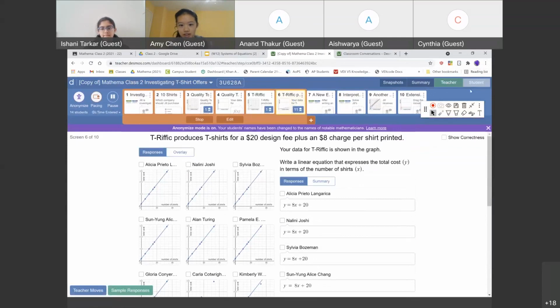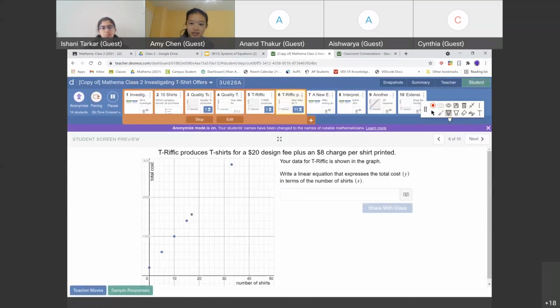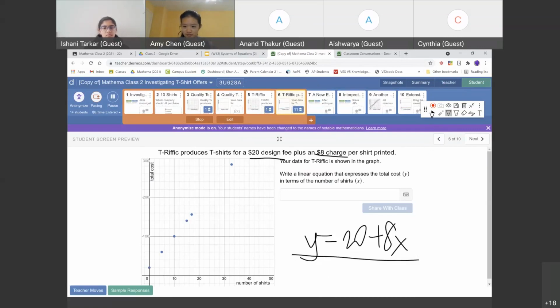Okay, I'll go over it now. I think all of you got it right. So y equals the $20 design fee plus $8 per t-shirt. That's it.